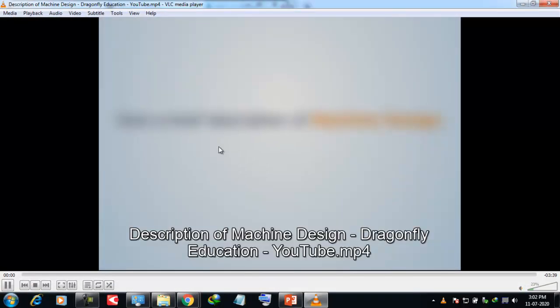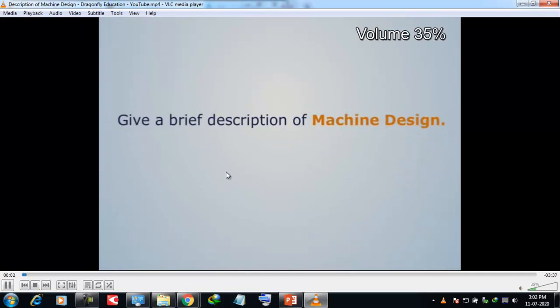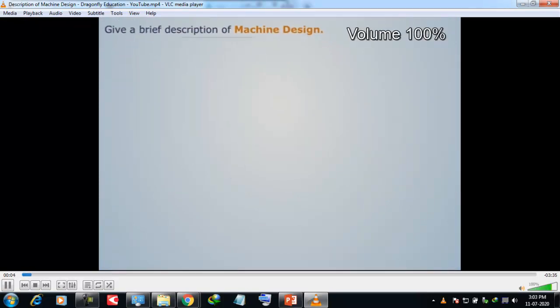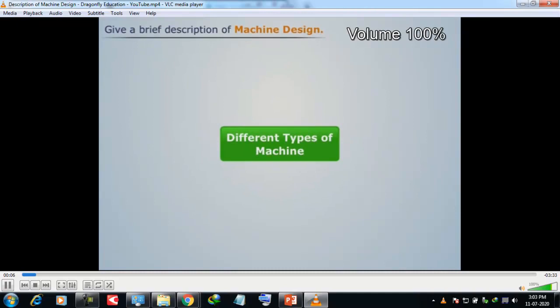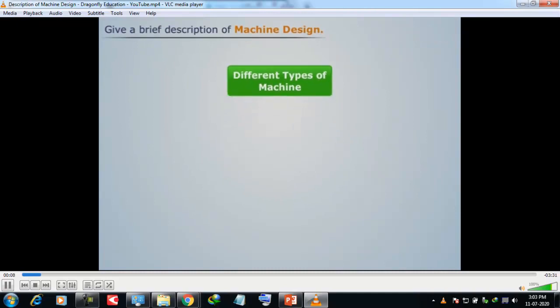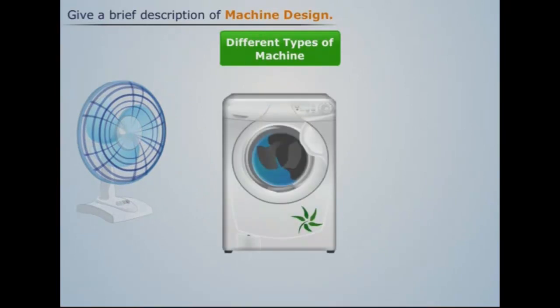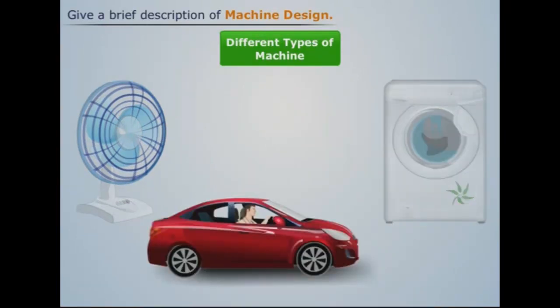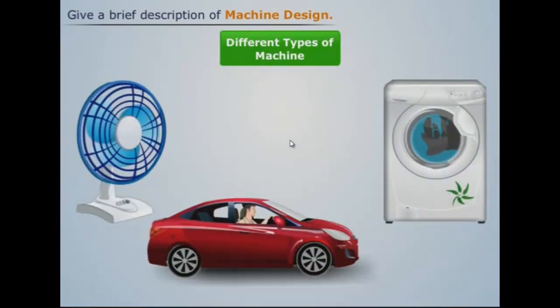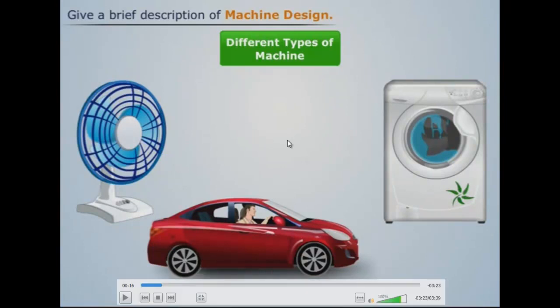This video will explain a brief description of machine design. In our daily life, we come across different types of machines, such as fan, washing machine, automobiles, etc. All these machines are designed.